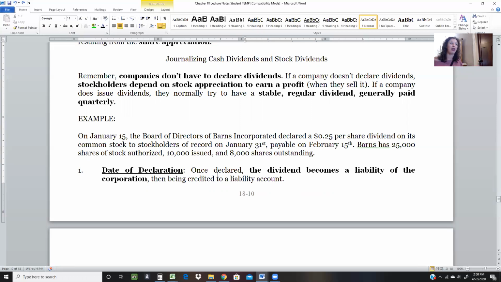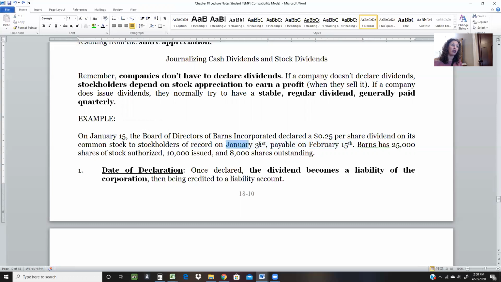They would make a statement like, we, the board of directors of Barnes Incorporated, will pay a common stock dividend. They're announcing this on January 15th to stockholders of record on the 31st, payable on February 15th. So this is the date of declaration. That's the day they announce it.